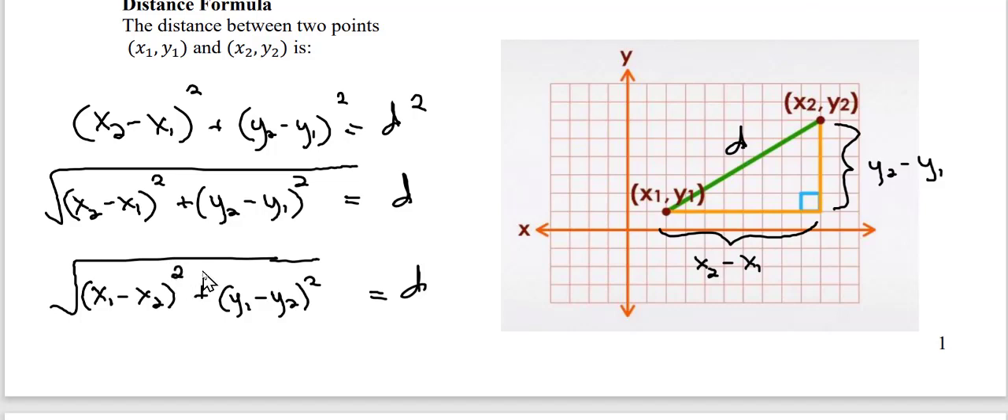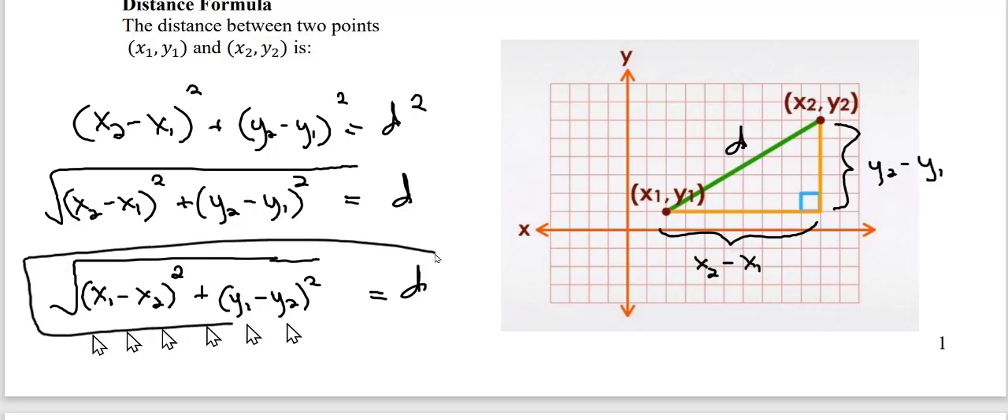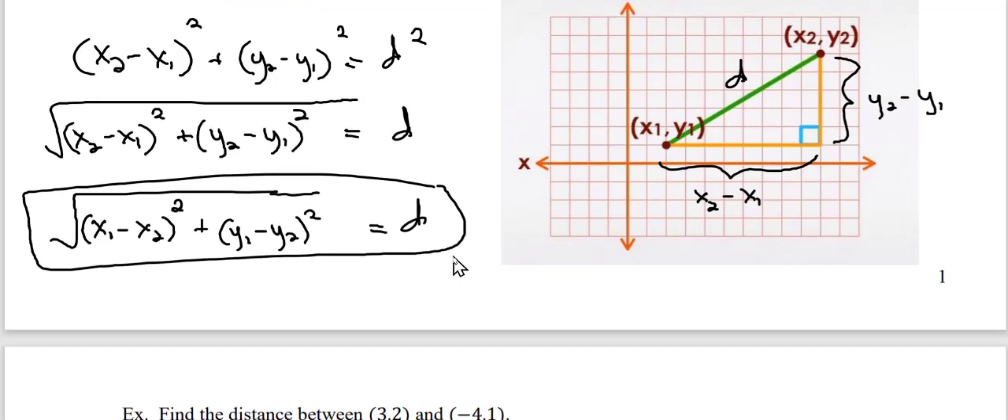But when you square, if this distance is 6, if you square 6 or negative 6, you still get 36, so it doesn't really matter. But this, I think, would be a more common way to see the distance formula written, like if you're looking online at another resource or in a textbook or something.